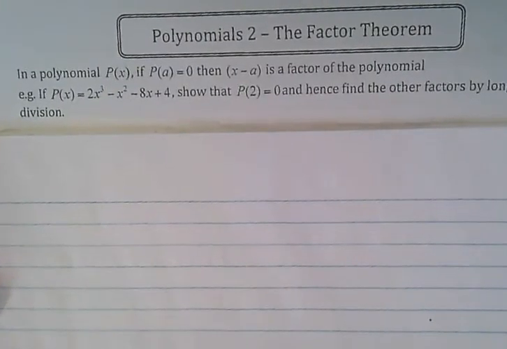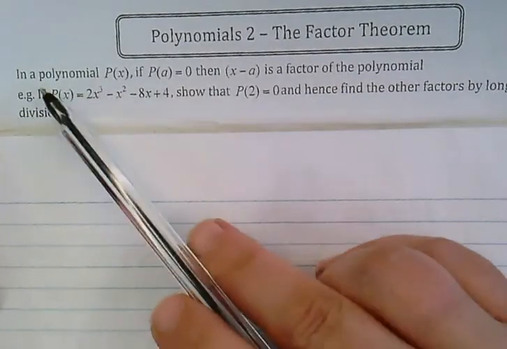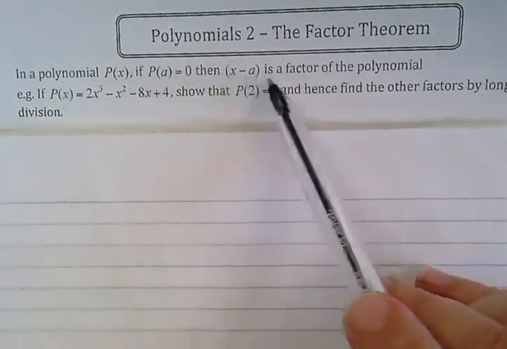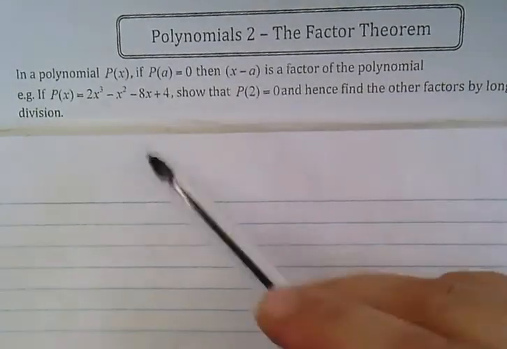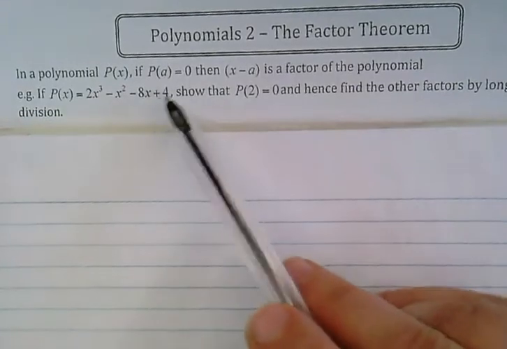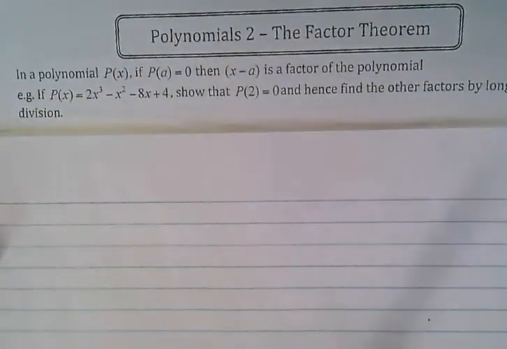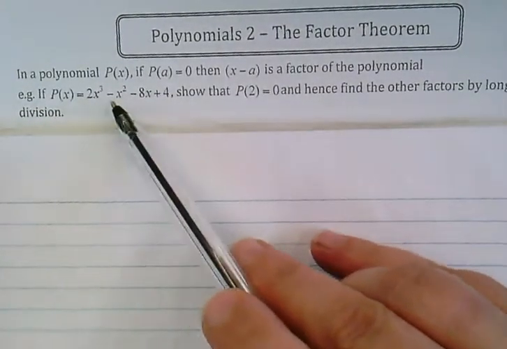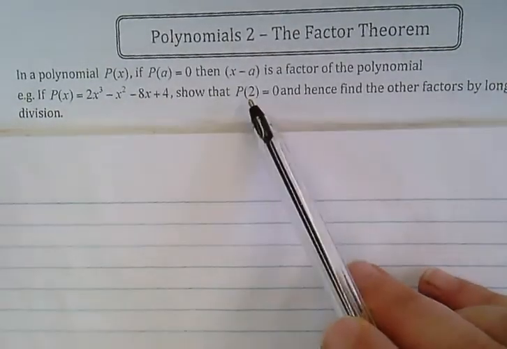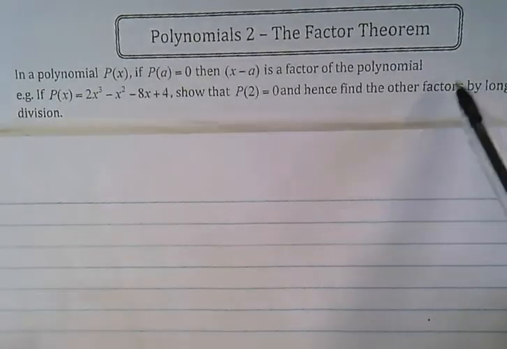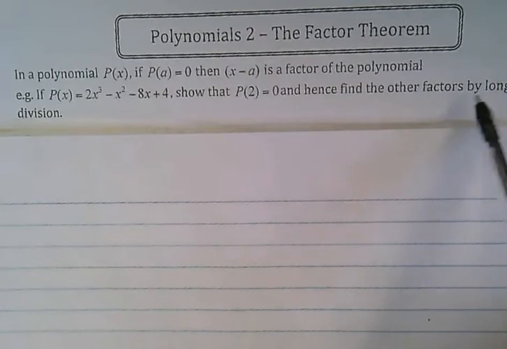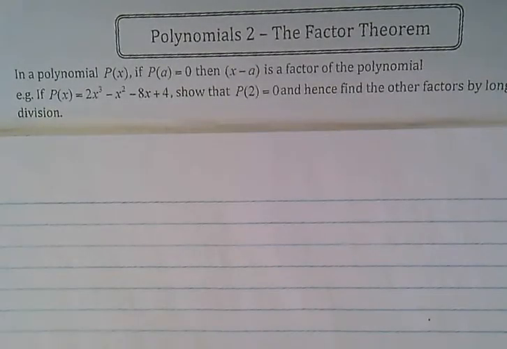Now, the factor theorem. In a polynomial p of x, if p of a is 0, then x minus a is a factor of the polynomial. So what we're going to do, we're going to divide this. If polynomial in x is 2x cubed minus x squared minus x plus 8, show that p of 2 equals 0, and hence we're going to factorize that, then find the other factors by long division.